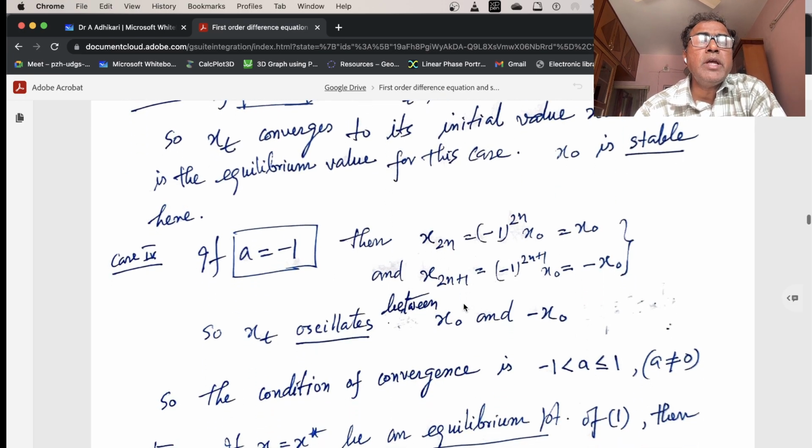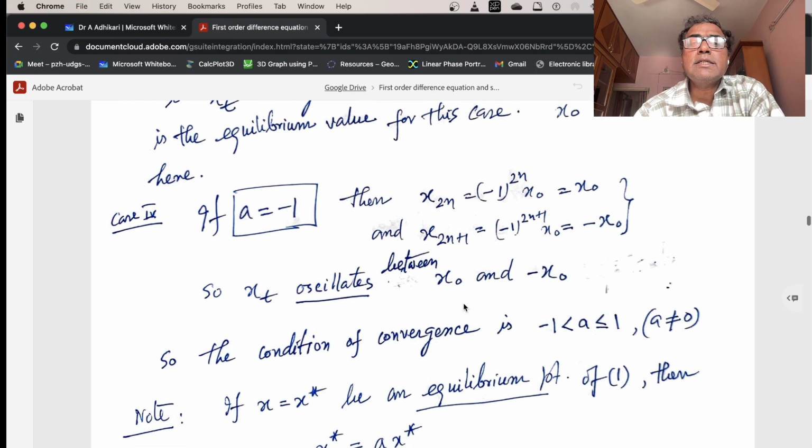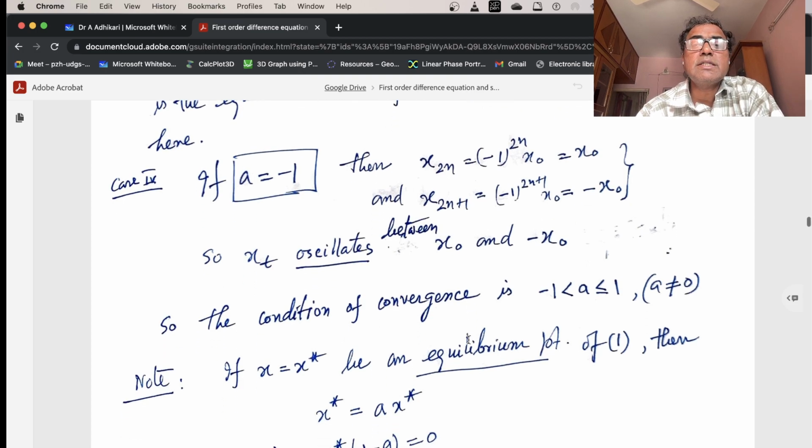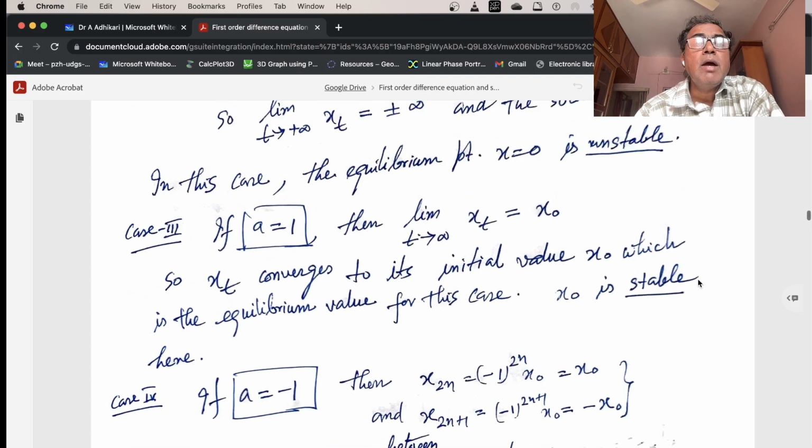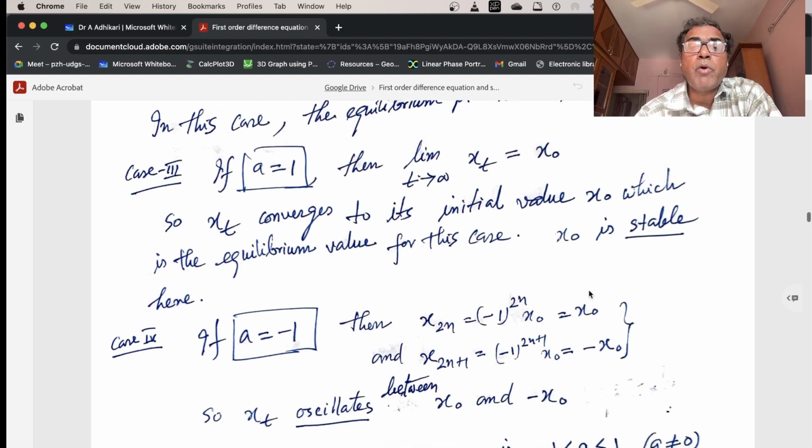Case 4: if a equal to minus 1, then x2n equal to minus 1 to the power 2n times x0 equal to x0, and x2n plus 1 equal to minus x0. So xt oscillates between x0 and minus x0. So here the condition of convergence is clearly minus 1 less than a less than or equal to 1 and a not equal to 0. And for a equal to 1 we get the value x0, a stable equilibrium point.